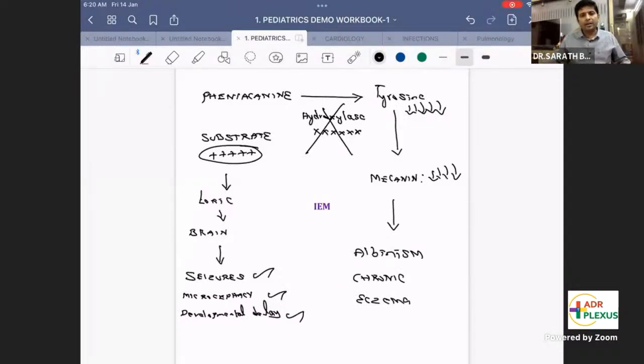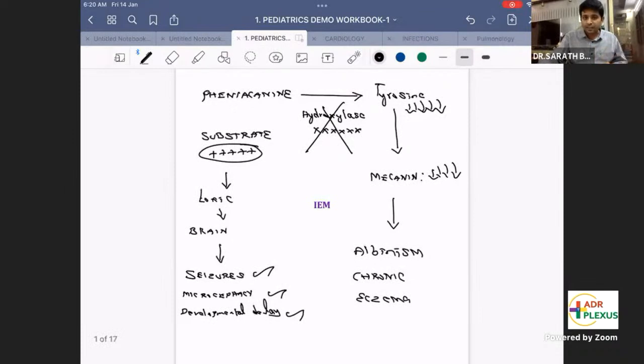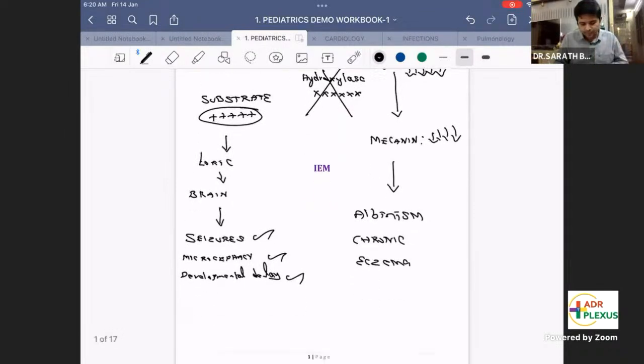So what are all the manifestations of phenylketonuria? The manifestations of phenylketonuria are: one, because of increase in substrate, that is your phenylalanine, you will have microcephaly, developmental delay, and seizures. Two, because of the reduction in tyrosine, you will have reduced melanin, leading to albinism and chronic eczema. So these are all the manifestations of phenylketonuria, because of the absence of phenylalanine hydroxylase.